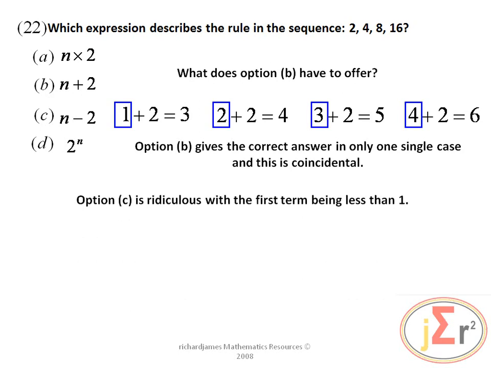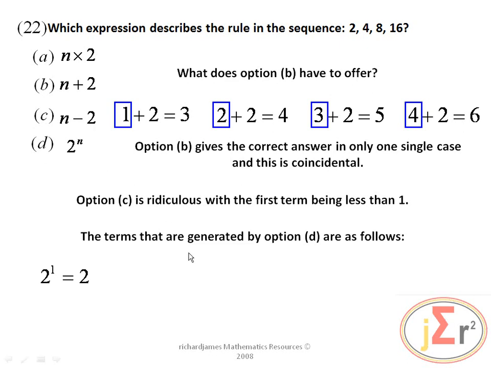Option C is ridiculous with the first term being less than 1. So if we have n minus 2 here, what is our first number that we're going to use? The first counting number. The first counting number is 1. Therefore, we are saying 1 minus 2, and that number is going to be a negative number. So we are sure that option C is going to be ridiculous. The terms that are generated by option D are as follows. So let us put in for option D.